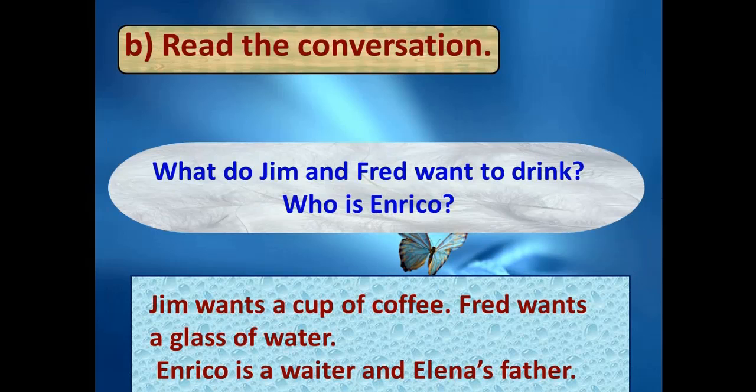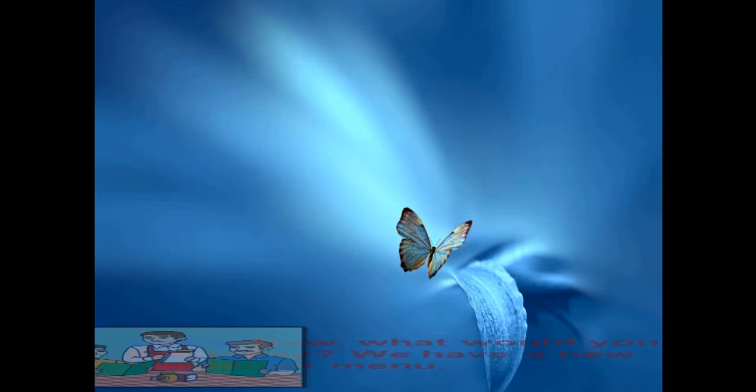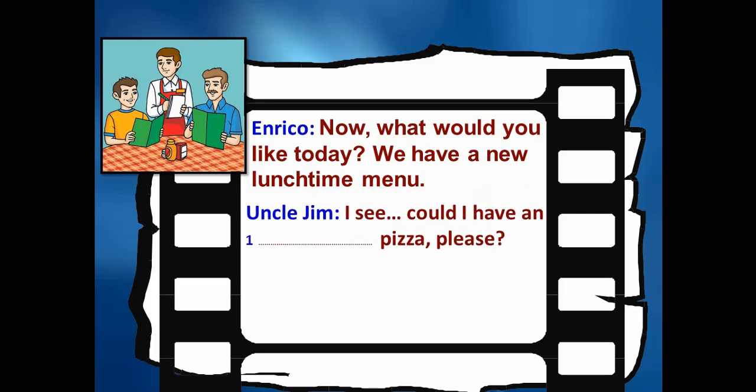What do Jim and Fred want to drink? Jim wants a cup of coffee. Fred wants a glass of water. Who is Enrico? من يكون هذا انريكو؟ He is a waiter. You know what's the meaning of waiter? Garçon, عامل مطعم. He is Elena's father. Of course, he is Italian. I want you to listen to the conversation. Yes, let's listen.